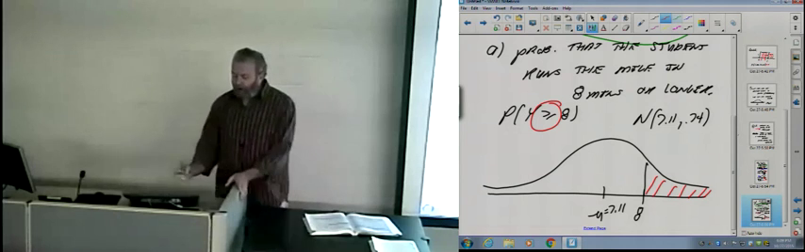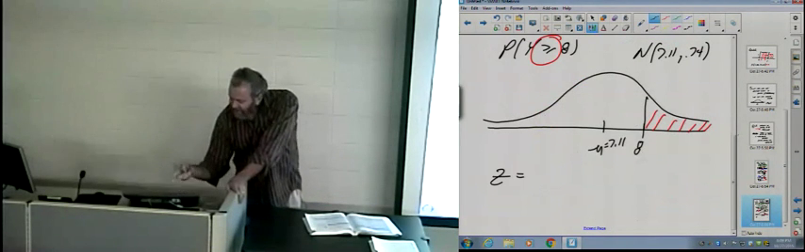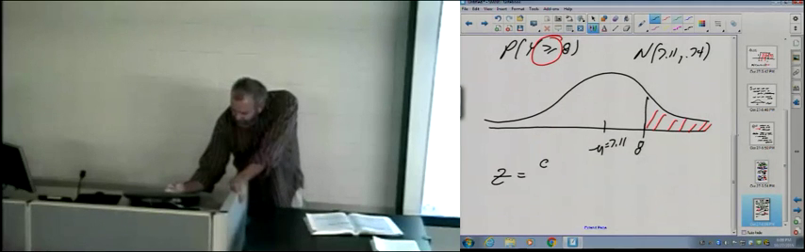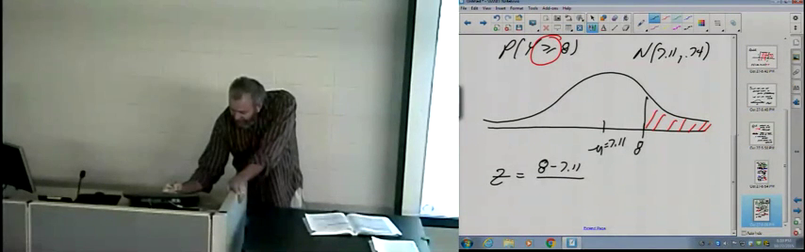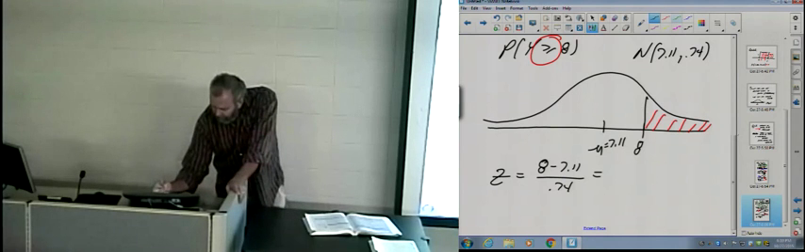The next step at this point is always to calculate your z-score, which means to standardize that 8 that showed up in the question. You're going to take 8 minus 7.11, divide by 0.74. Tyler, did you get me a z-score? 1 point.